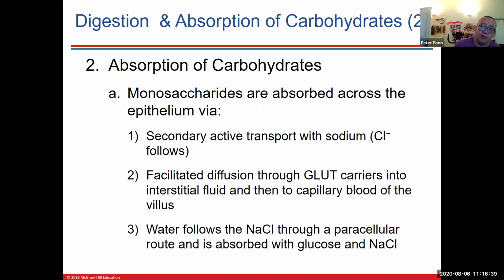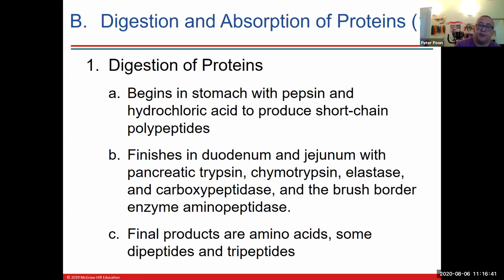And then you absorb them through GLUT transporters. Digestion of proteins. We talked about pepsin already. Pepsin cuts proteins into small chains. The small chains get cut by trypsin, chymotrypsin, elastase, carboxypeptidase, and the brush border enzyme aminopeptidase. Finally, what you're left with is really short chains of 1, 2, or 3 amino acids.